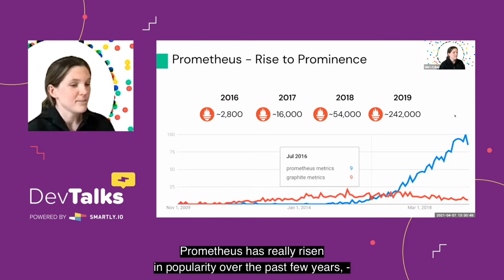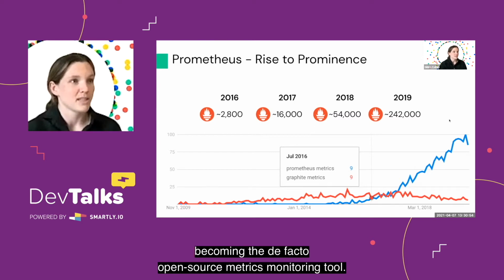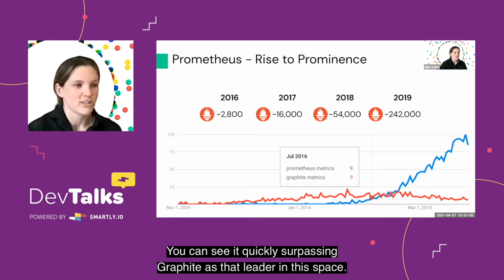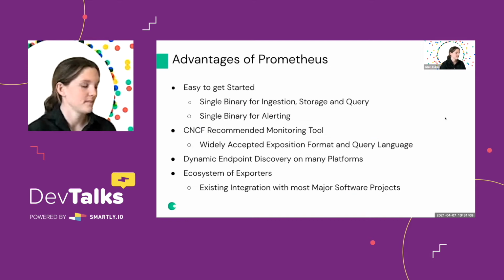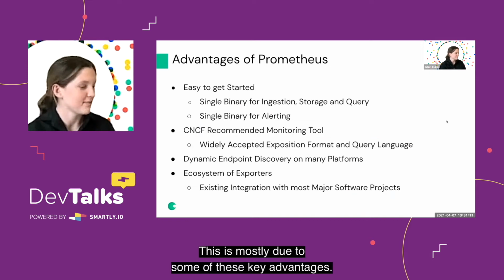As you can see, Prometheus has really risen in popularity over the past few years, becoming the de facto open source metrics monitoring tool. You can see it quickly surpassing Graphite as the leader in the space. And this is mostly due to some key advantages we'll talk about here with Prometheus.